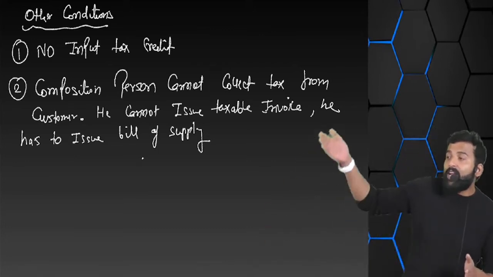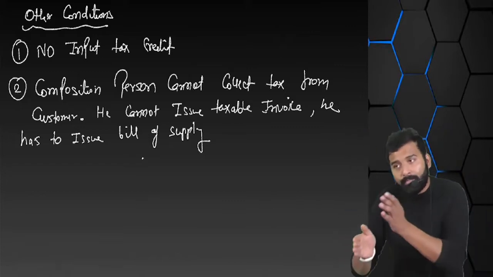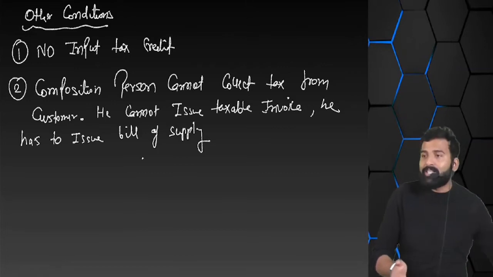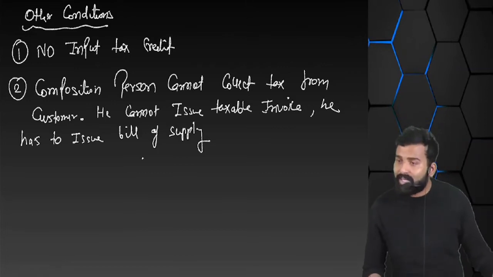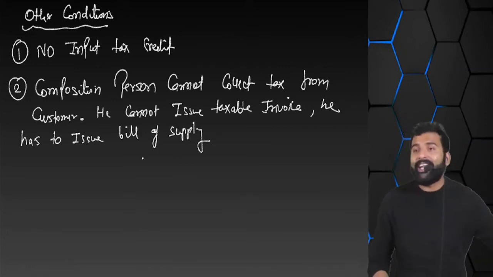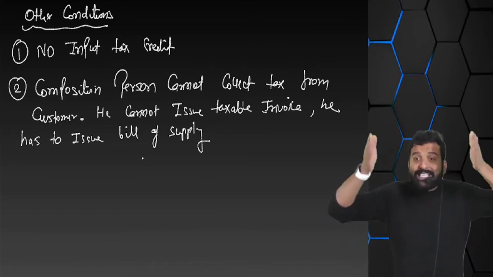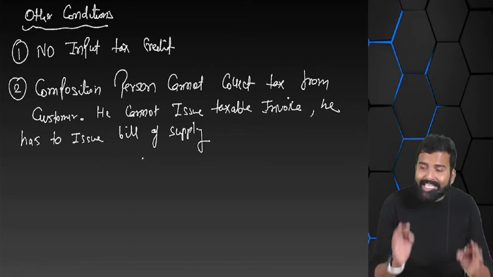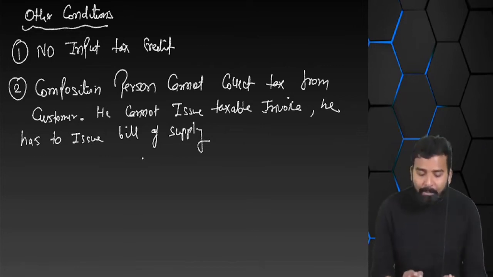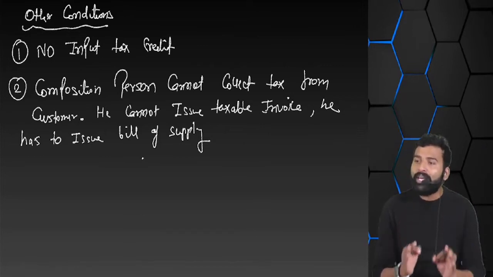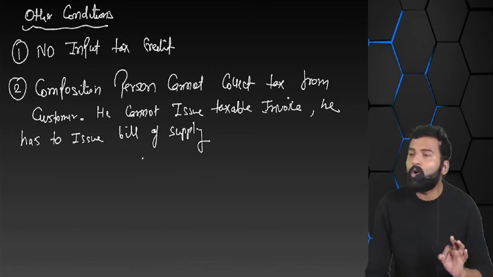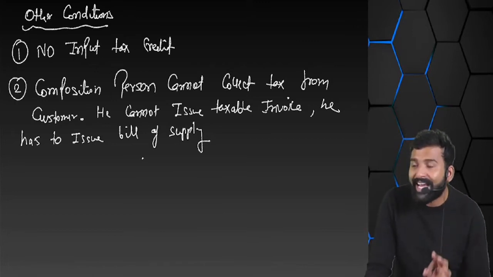First of all, he cannot claim any credit on the purchase, and even when he is issuing an invoice to the next person, he cannot collect tax from the customer. So the next person will also not get any ITC. He is like blocking the chain of credit. So I always suggest that please avail the composition scheme only when you are selling to the consumer. Consumer does not care about input tax credit. Consumer does not want any ITC.